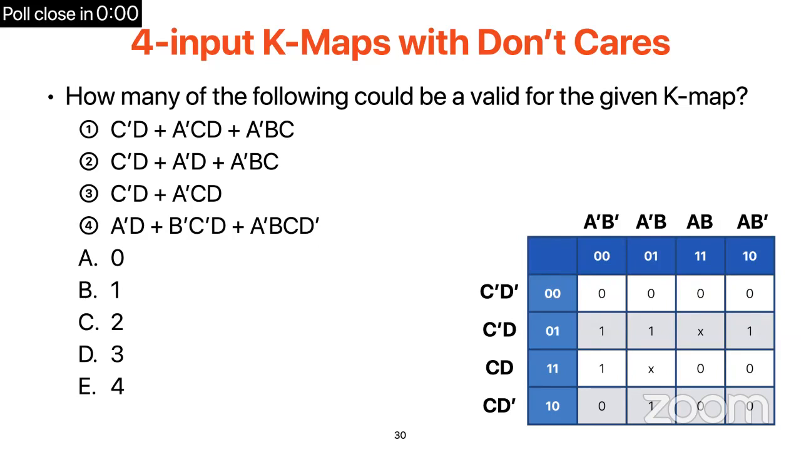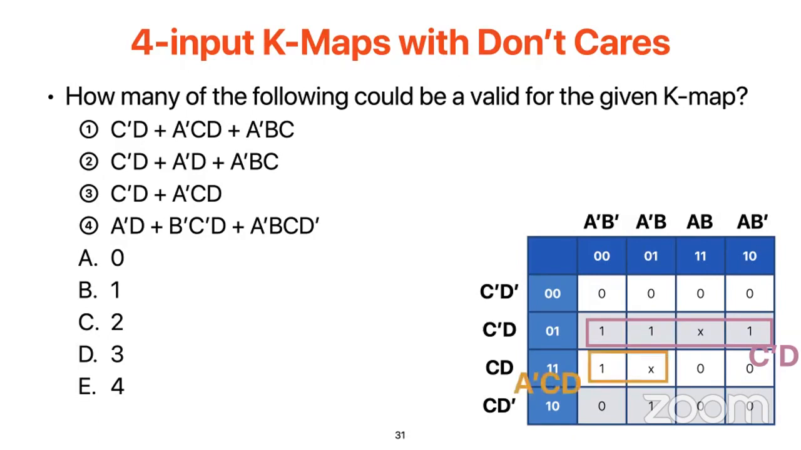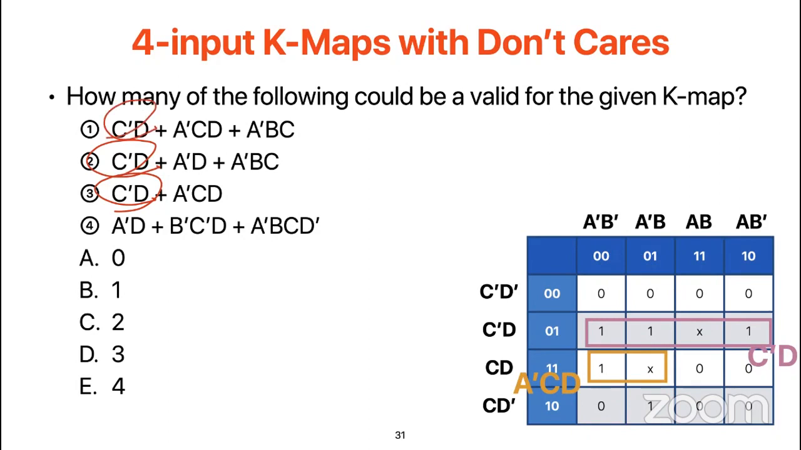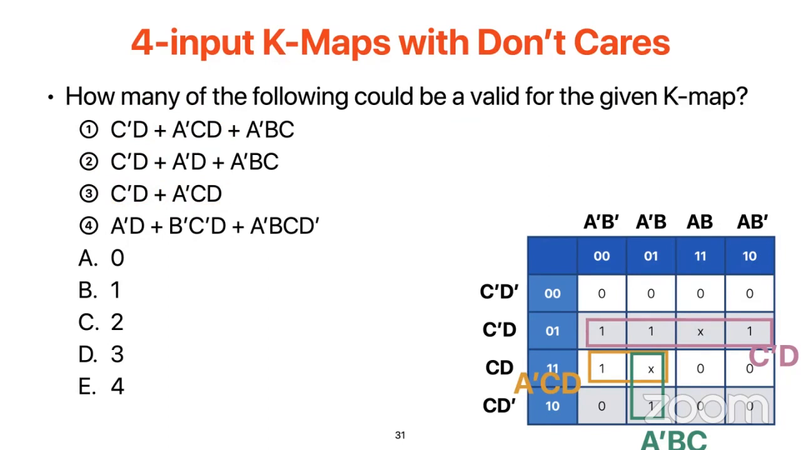So this is the K-map, right? So let's see. If we treat the x as 1, we got a term called CD, right? If we treat this term as 1, we got the term ACD, right? So anything with CD, AC, well, C prime D, A prime CD, that could be possible, right? And if we treat this x as 1, we got A prime BC. So A prime BC, right? That's possible too, right?